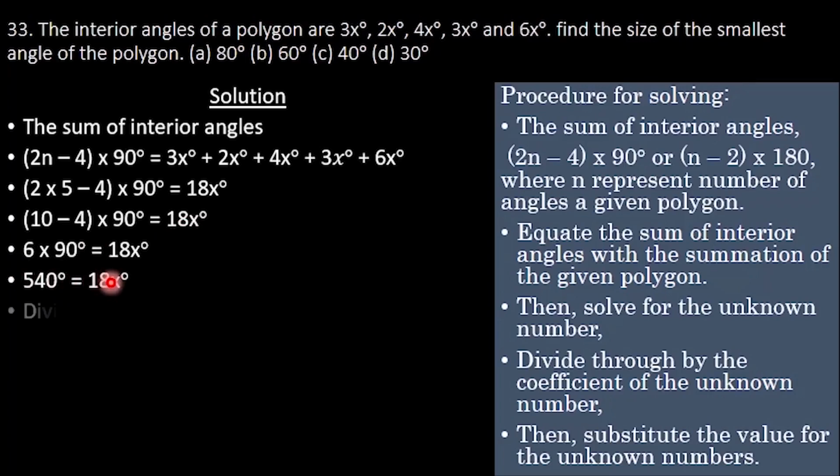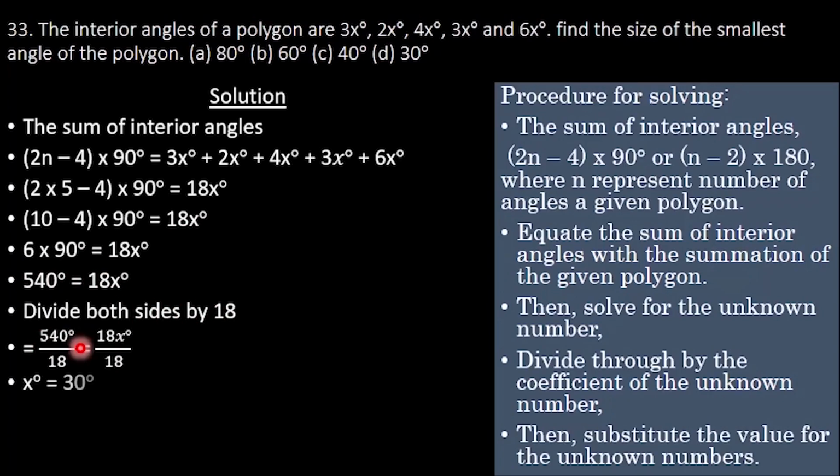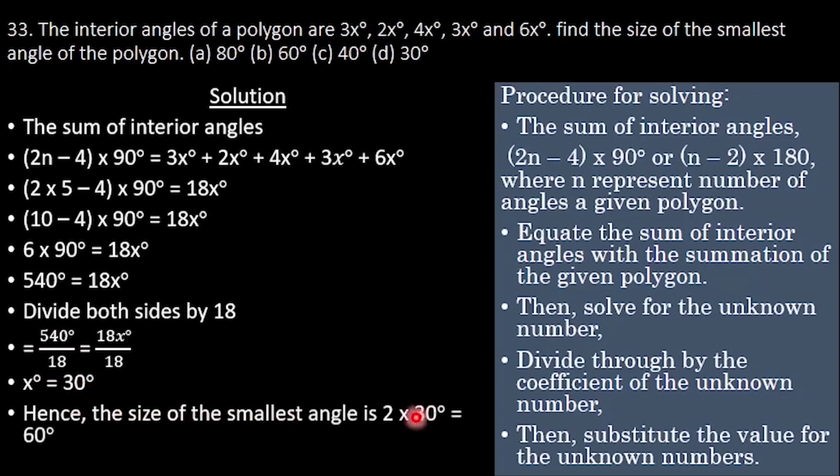Then divide both sides by 18. x equals 30 degrees. Hence, the size of the smallest angle is 2x. The size of the smallest angle here is 2x. Then you substitute for your x, that is 2 times 30 degrees, which is equal to 60 degrees.